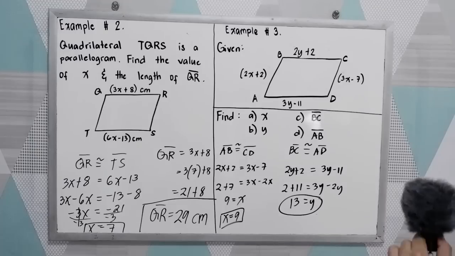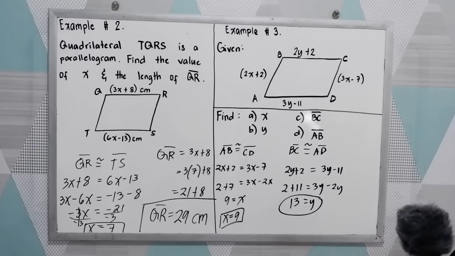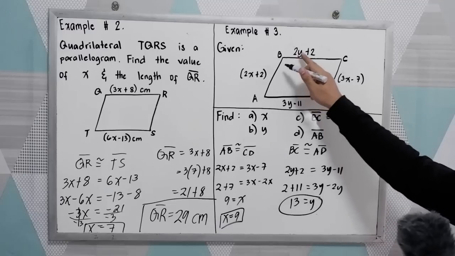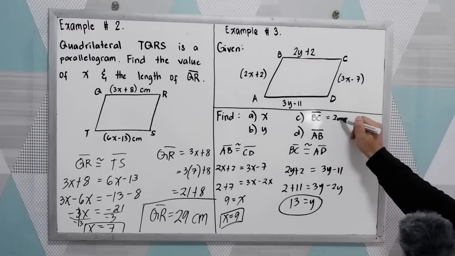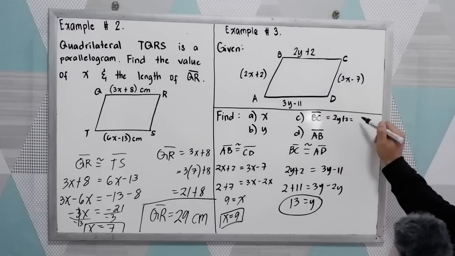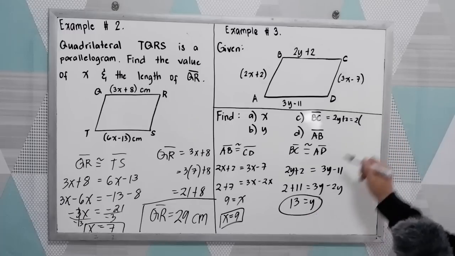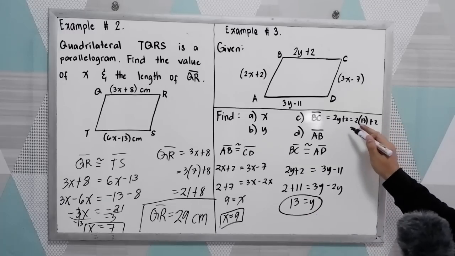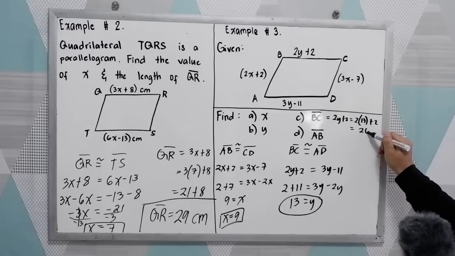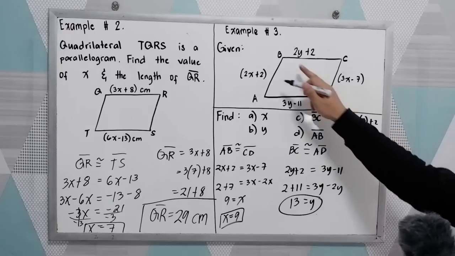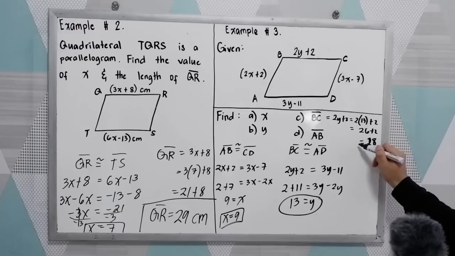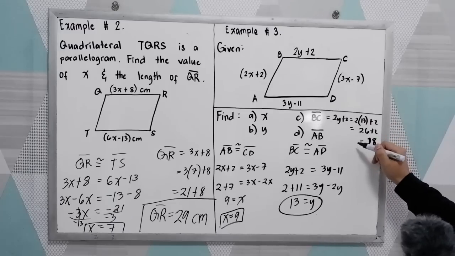Okay, since we have values for x and y, we can now get BC. So BC is 2y plus 2. Just substitute 2 times our y, which is 13, plus 2. So we have 2 times 13, 26 plus 2. BC is 28. Okay, 28 units.